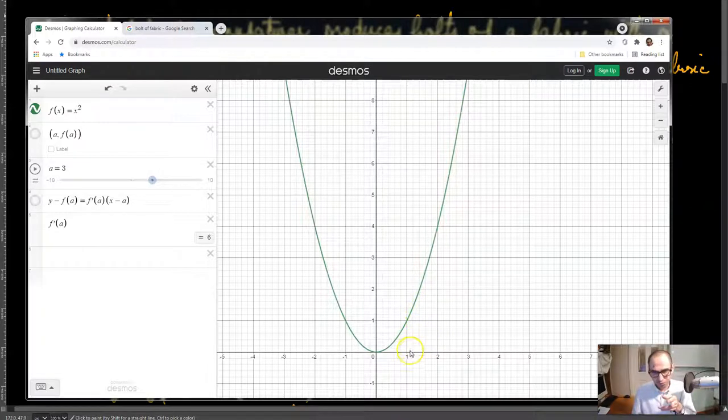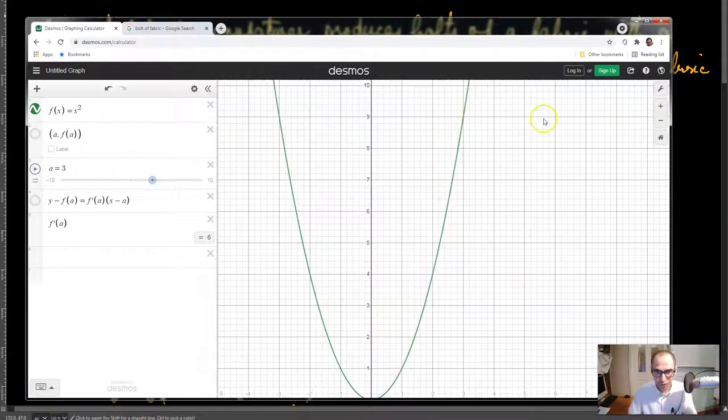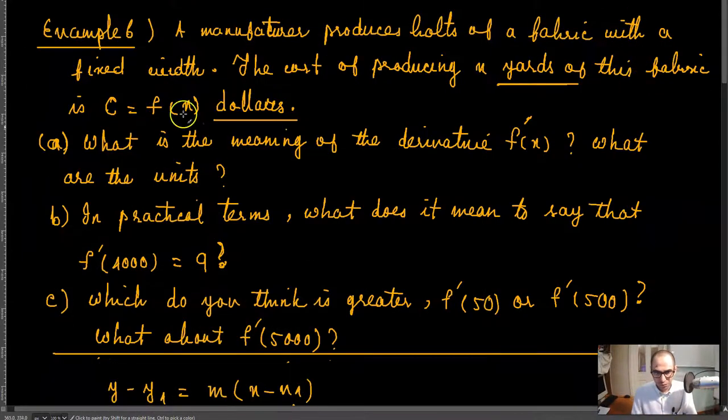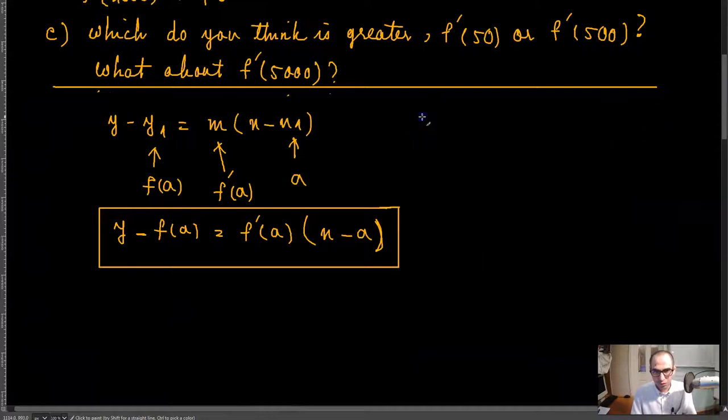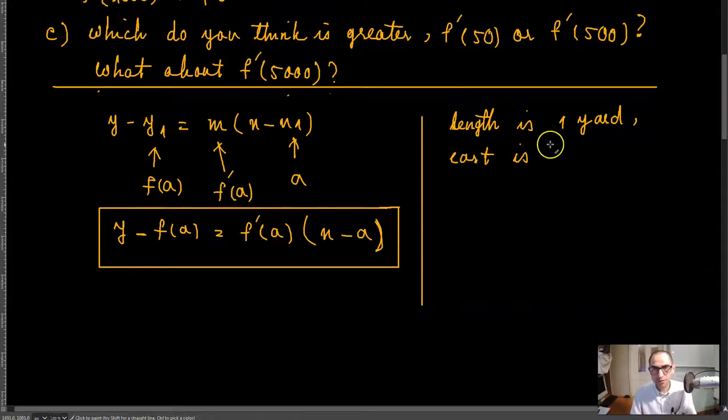So what do you do? You know that when the length of the fabric is one yard, the cost is $1. When the length of the fabric is 3 yards, the cost becomes $9, right? So essentially what I'm going to do is say that when the length is 1 yard, then the cost is $1, right?